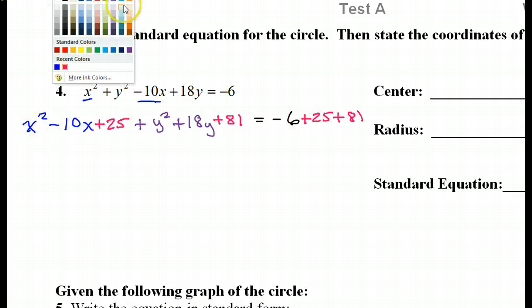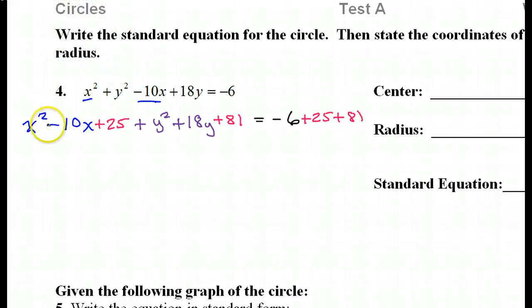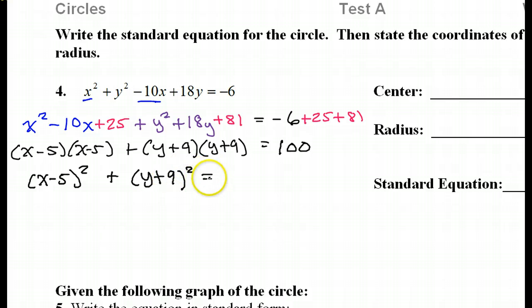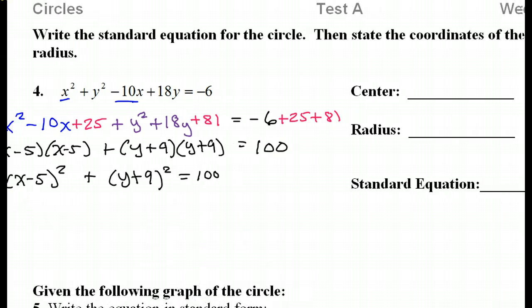These should all factor down as the same thing twice. So these x's will factor down as x minus 5 twice, and the y's will be y plus 9 twice. In the meantime, this adds up to 100. Of course, we will rewrite this as x minus 5 squared plus y plus 9 squared equals 100. That is the equation in standard form that we were looking for.